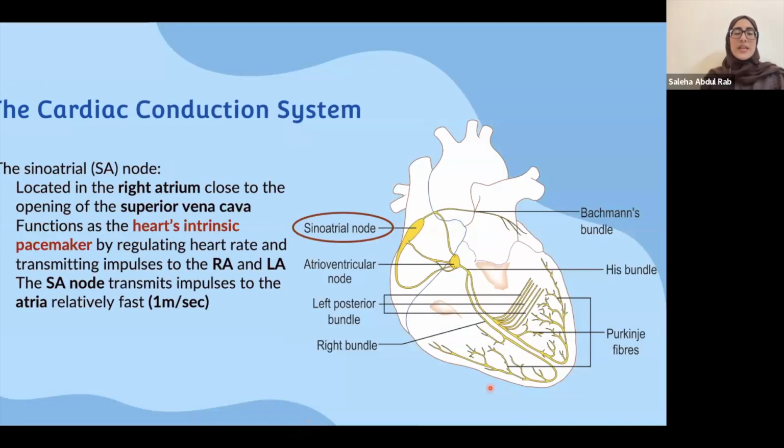So starting with the sinoatrial node first. The sinoatrial node is located in the right atrium, close to the opening of the superior vena cava. It functions as the heart's intrinsic pacemaker because it regulates the heart rate. The heart rate is set by the sinoatrial node. The sinoatrial node then transmits impulses to the right atrium and the left atrium, and it transmits relatively fast, at a speed of 1 meter per second.